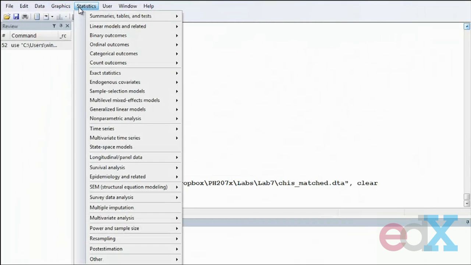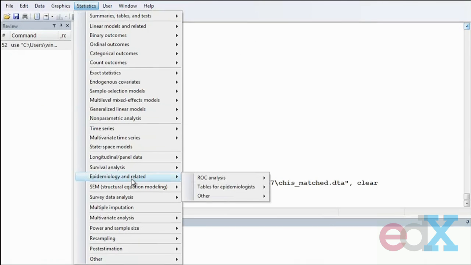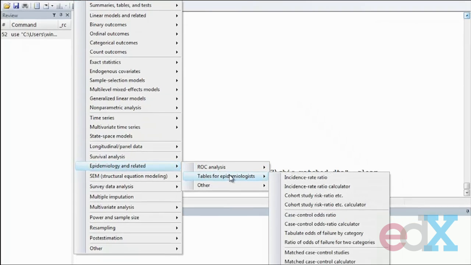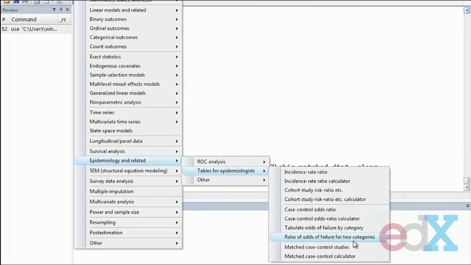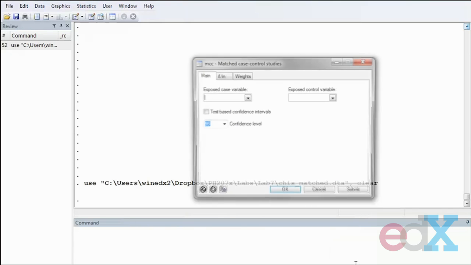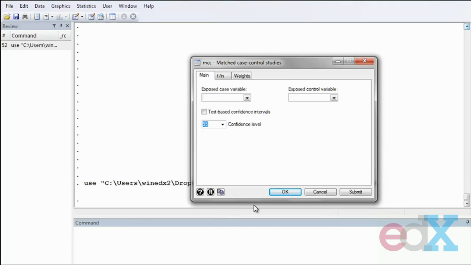Now, to analyze matched data, we go Statistics, Epidemiology and related, Tables for epidemiologists, and then go all the way down to Matched case-control studies. An important note here is this is unfortunate. In Stata, they call it matched case-control studies, but for McNemar's test, you don't have to have a case-control study, and this McNemar's command will work even when you don't have a case-control study. In our example, it's not a case-control study because we matched individuals. We matched one individual who was below the poverty line with an individual above the poverty line.